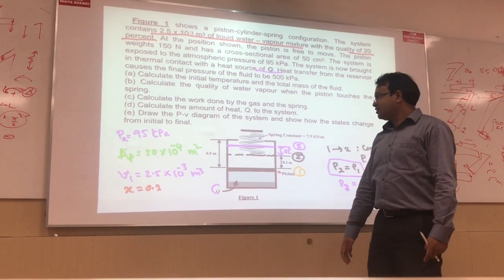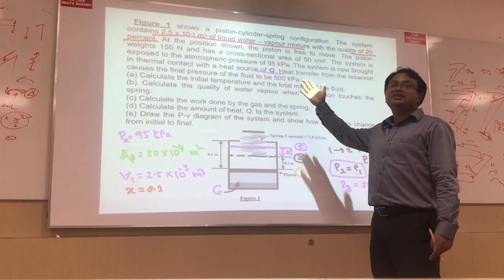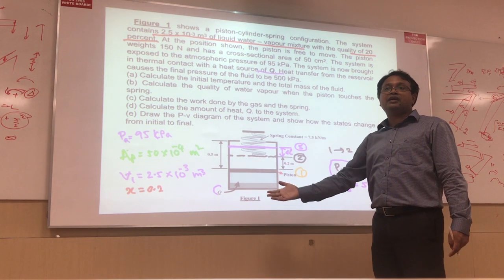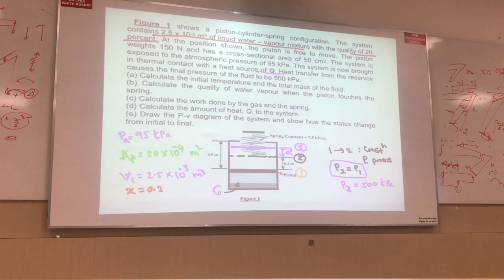D is the first law. C is the area under the PV diagram. It is all done. All right.